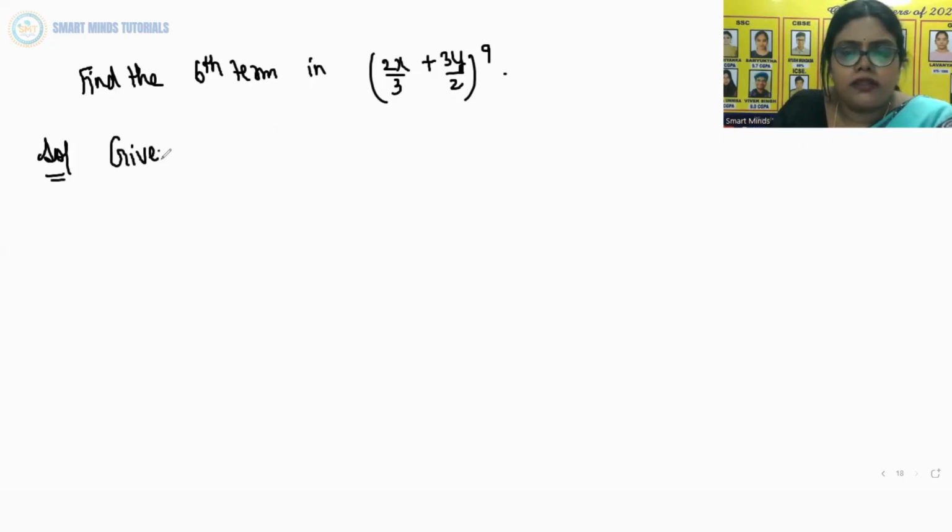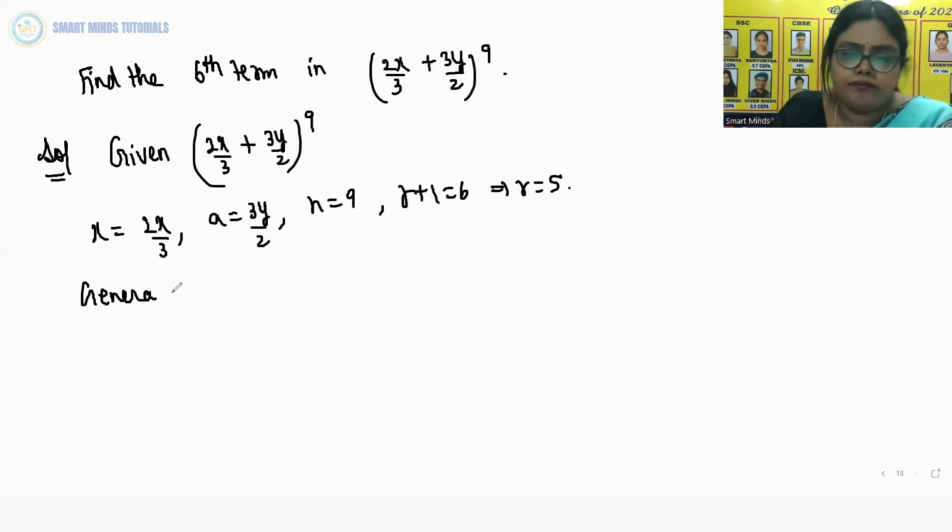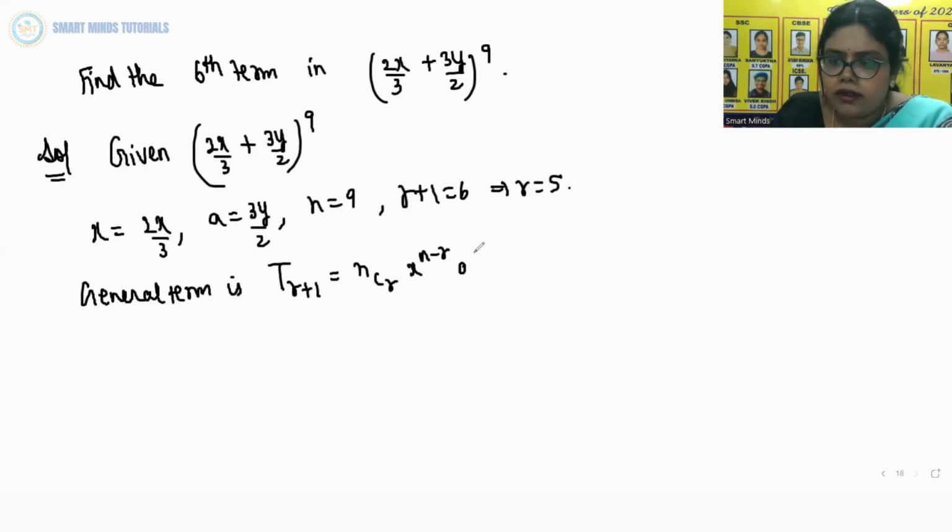So first let us write the given expression, (2x/3 + 3y/2) whole power 9. In the place of x we take 2x/3, in the place of a we take 3y/2, and n is equal to 9. And r plus 1 is equal to 6, so r is equal to 5 we take. Now what is the general term? General term is t(r+1) equals nCr x^(n-r) a^r.